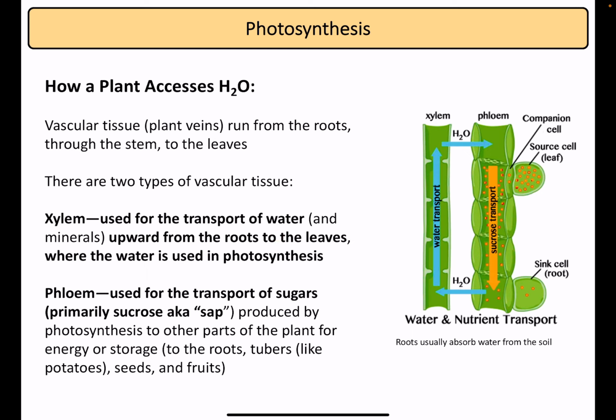Phloem is the other type of vascular tissue. Instead, phloem transports sugars. So plants are really efficient at undergoing photosynthesis, assuming that there's water around and there's sunlight around, and they're producing large amounts of glucose and sucrose. So phloem is largely used to transport those products, those carbohydrates, to other parts of the plant that can use those carbs as an energy source.